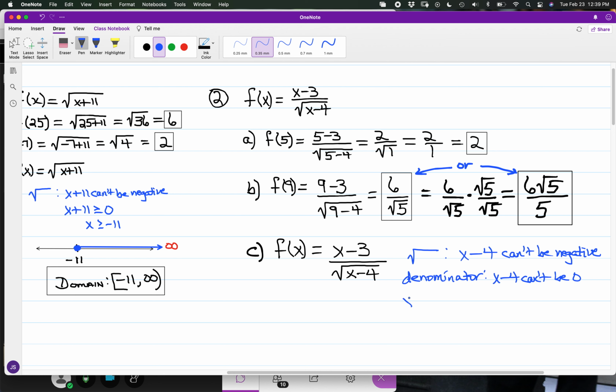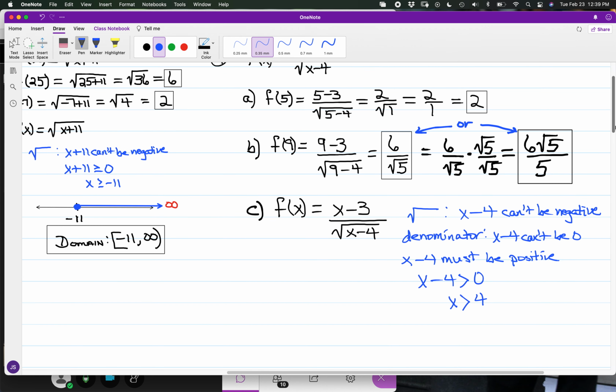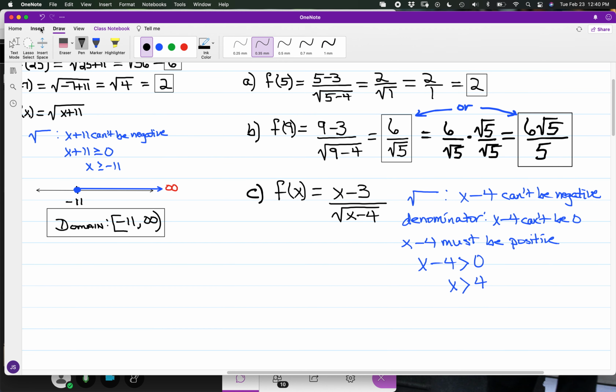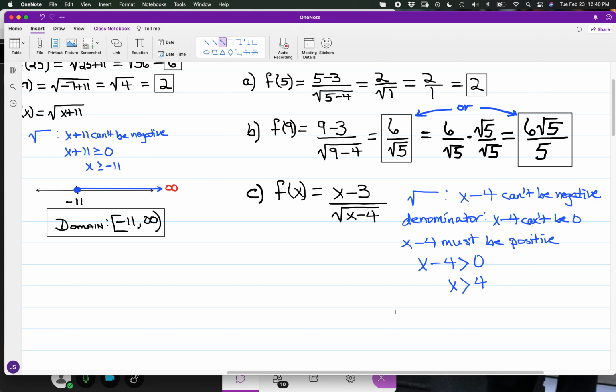So this signals that x minus 4 has to be positive. And so in inequality terms, we have x minus 4 is greater than 0, and so we'll have that x is greater than 4. And by then you can go ahead and write the result for the domain in interval terms.